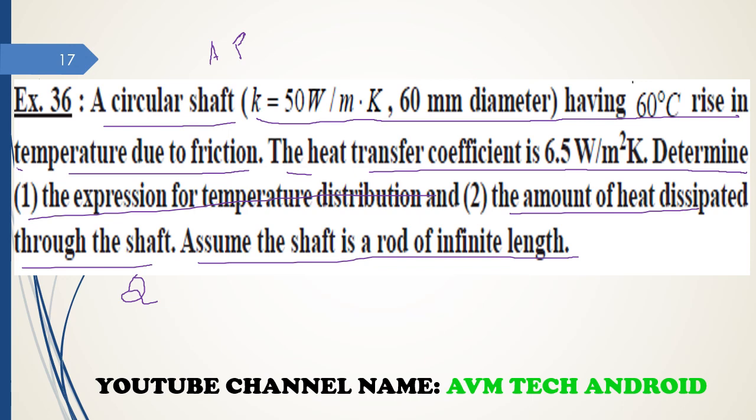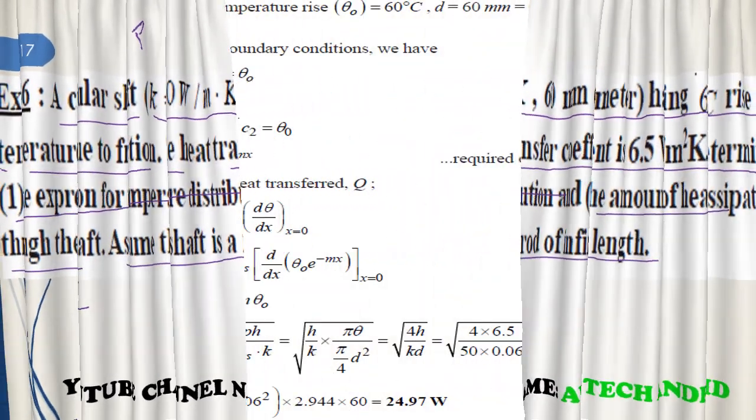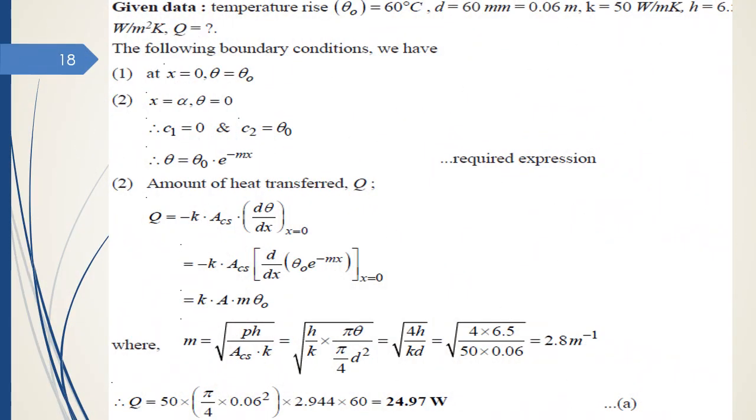Now this is a case in which you will observe the circular shaft with the diameter, thermal conductivity, rise in the temperature, convection heat transfer coefficient, everything is given. Just you have to find out Q. Very simple numerical, friends. Just the derivation of the formula. This is a derivation part which is known to us.